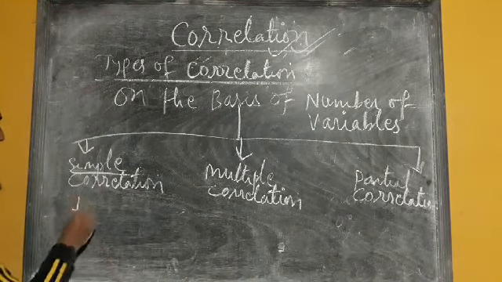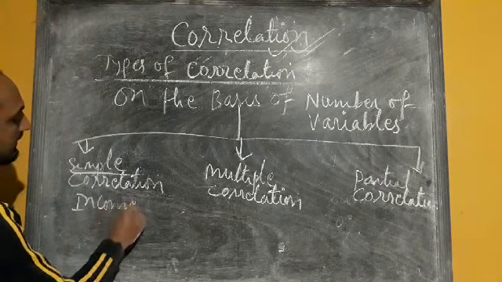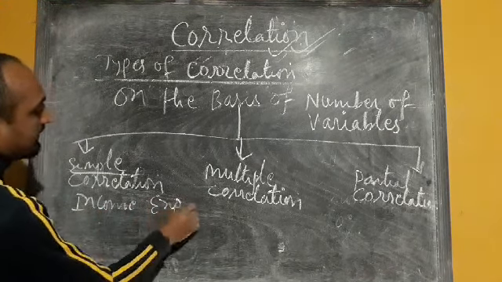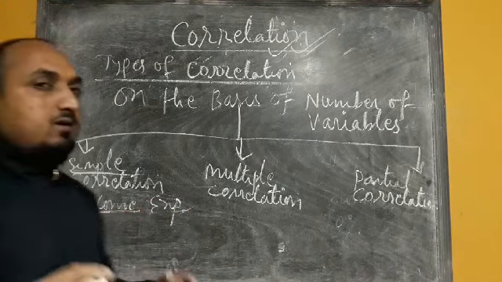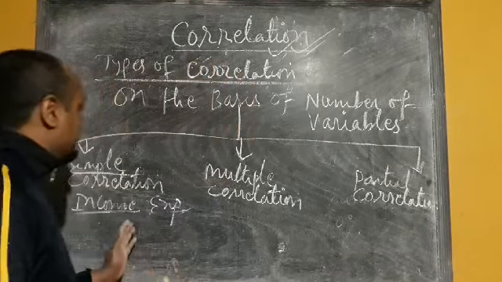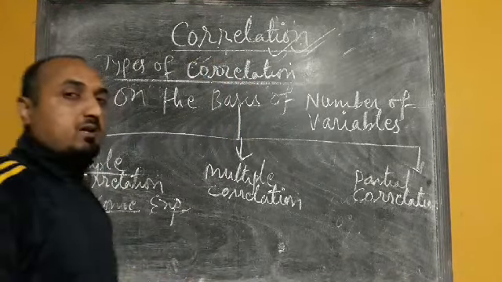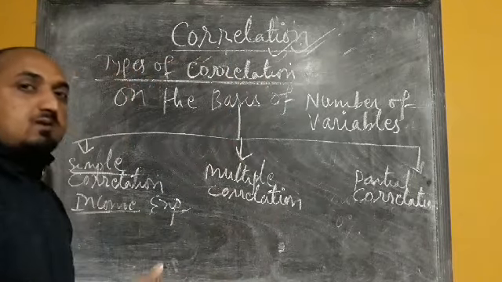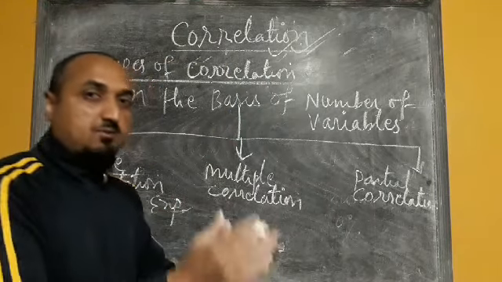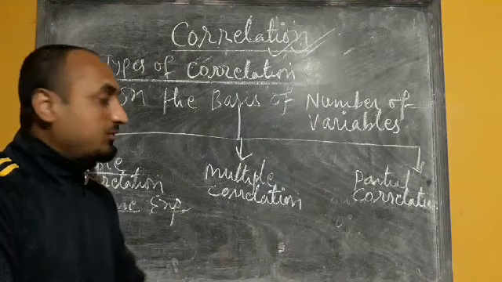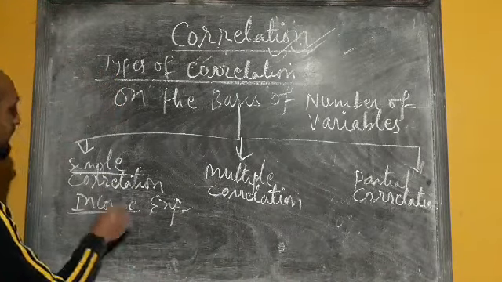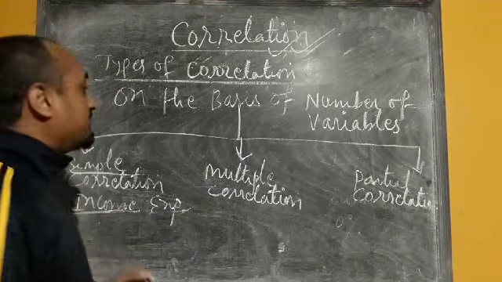Let's take an example of simple correlation. Suppose income and expenditure. Here when your income is changing, your expenditure is also changing. When your income increases, your expenditure will also increase. When your income decreases, your expenditure will also decrease. So this type of relationship is called simple correlation.